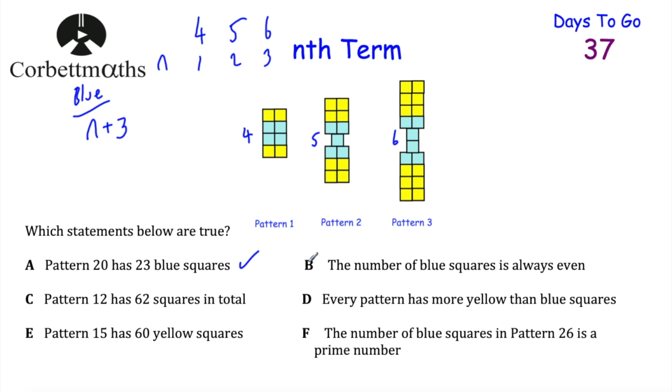Okay, next one, B. B says the number of blue squares is always even. Well, if we look at it, we've got 4, 5, 6, 5. That's odd, so no, that's false. Okay, our next part, C, says pattern 12 has got 62 squares in total.